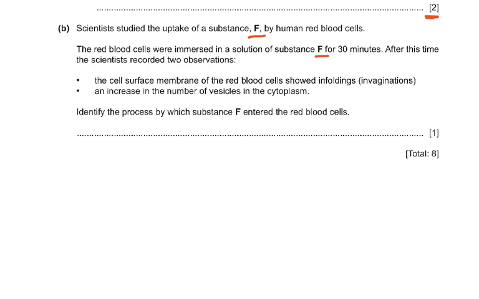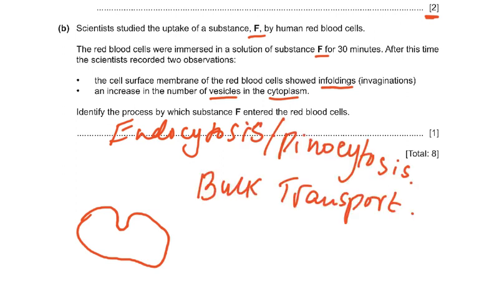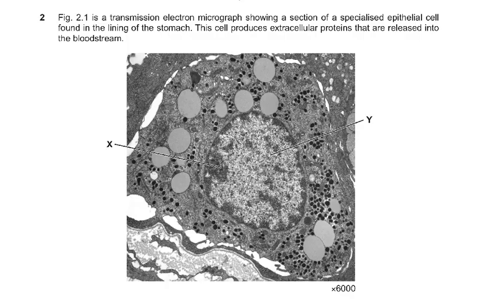The cell surface membrane of the red blood cell showed infoldings, invagination, and an increase in the number of vesicles in the cytoplasm. Identify the process. So you see, if the red blood cell is going to invaginate, this will be what? Endocytosis. So endocytosis or pinocytosis or even bulk transport was allowed.